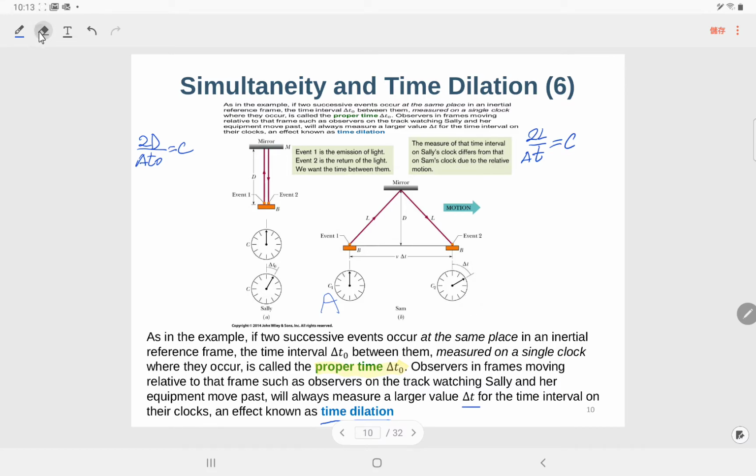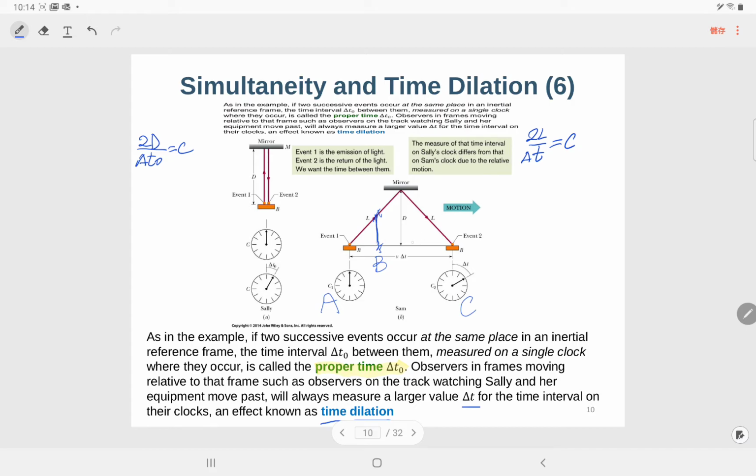Maybe this one is C. So actually B will see the light maybe at that time here. So B moves to this point and the light moves to this point. So relative to B, actually it sees the light moving the distance this way.